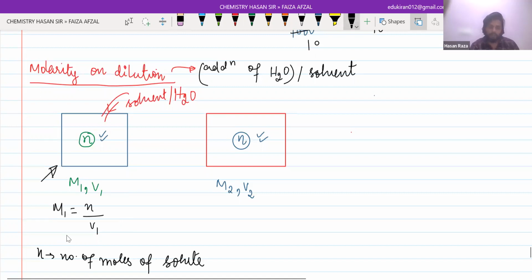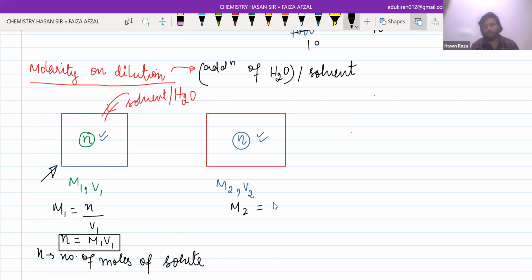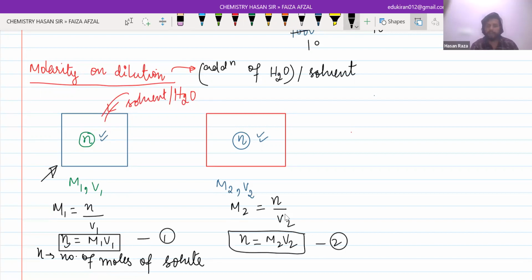So n will be equal to M1 V1. And when you do the same again, M2 will be equal to n upon V2, and n will be equal to M2 V2. If you look at the second and third equations, both are equal to n. That means they are equal to each other. n is equal to M1 V1 and n is also equal to M2 V2.